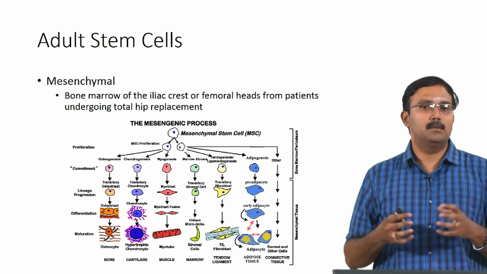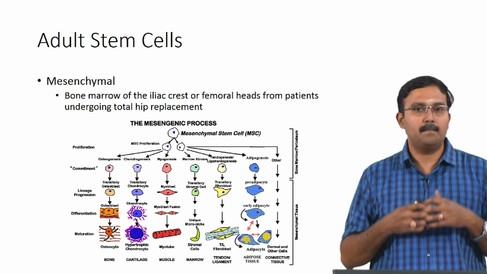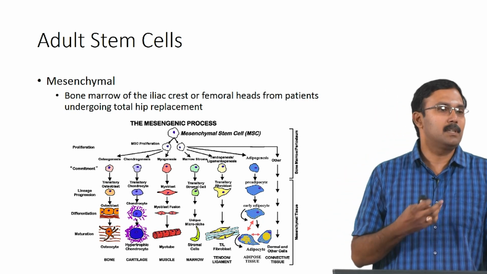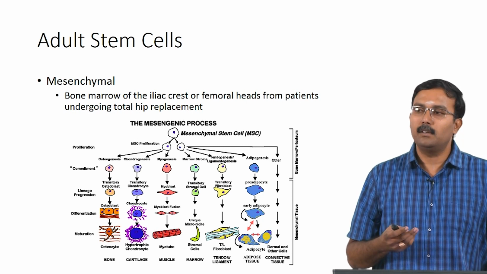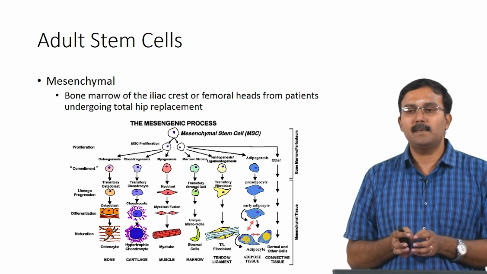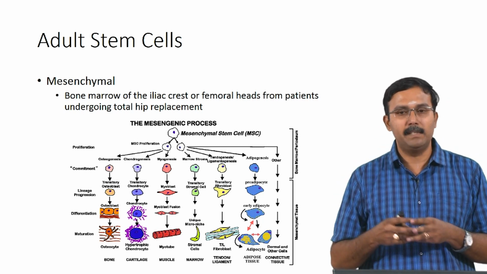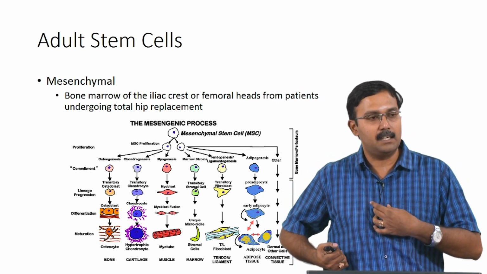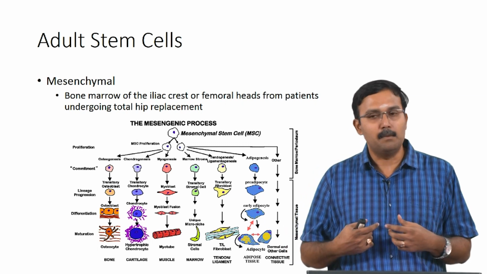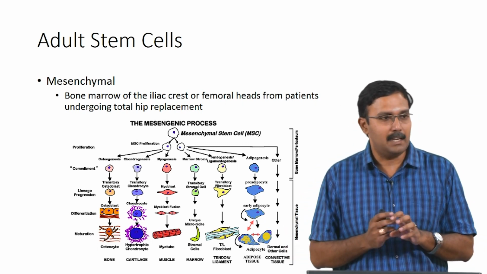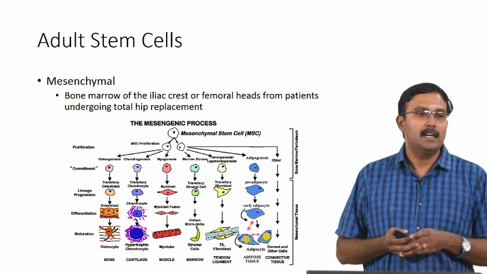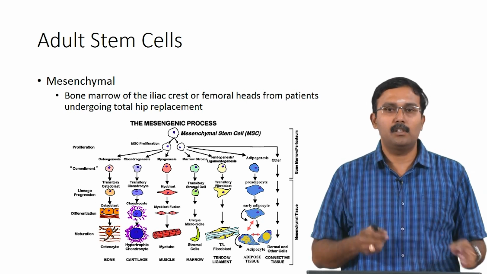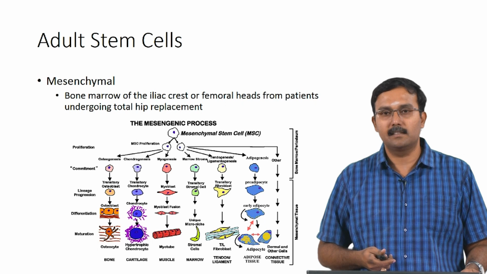Mesenchymal stem cells are the ones which are extensively studied. They are obtained from the bone marrow of the iliac crest or the femoral head from a patient who is usually undergoing total hip replacement. So, you do not harvest mesenchymal stem cells only for that purpose, because it will be quite a painful procedure. So, iliac crest is from your hip, and you can get it from your sternum, which is the joint between your rib cage, and you can also get it from the femoral head. Femur is the bone in your thigh, and the head which gets into the ball and socket joint, that is also the head from where you can get these.